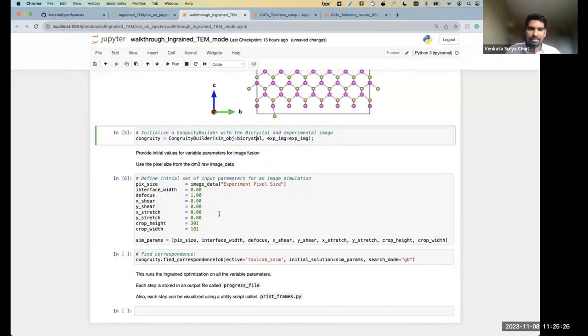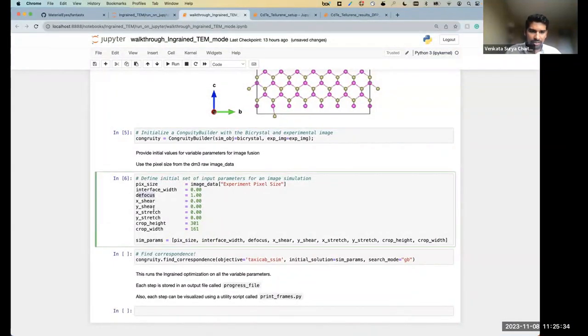And there are various variable parameters that can change the quality of the simulation, like the defocus here, or the pixel size. And we can also incorporate the shear along X direction and Y direction, and stretching or compression along X direction, Y direction. In the current example, we don't need to do that because the image looks fairly clean. But if we want, we can also incorporate these as variable parameters.